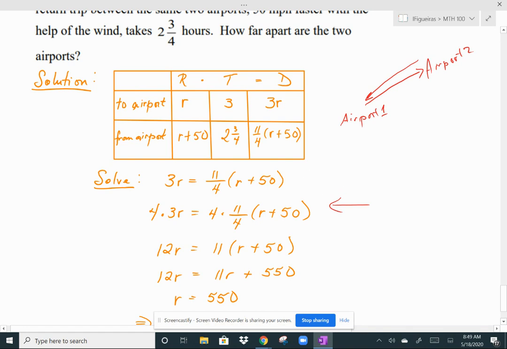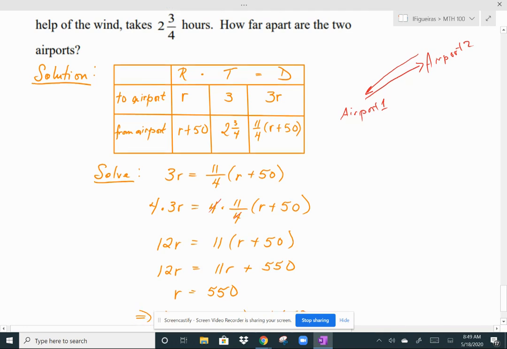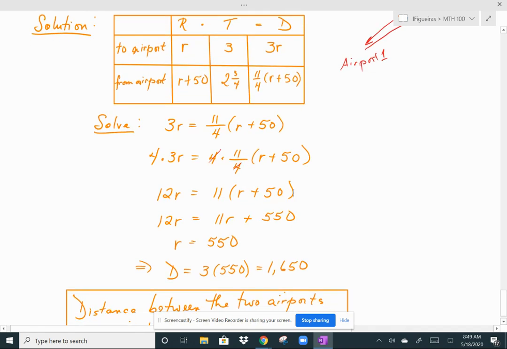So the 4's cancel. So we get 12R equals 11 times R plus 50. Then distribute the 11 on the right side. So we get 12R equals 11R plus 550. Subtract 11R from both sides, and we get that R is 550. And remember, that's in miles per hour.